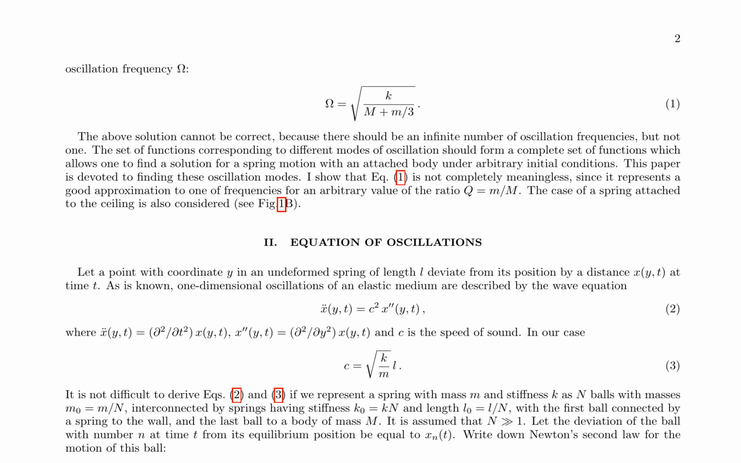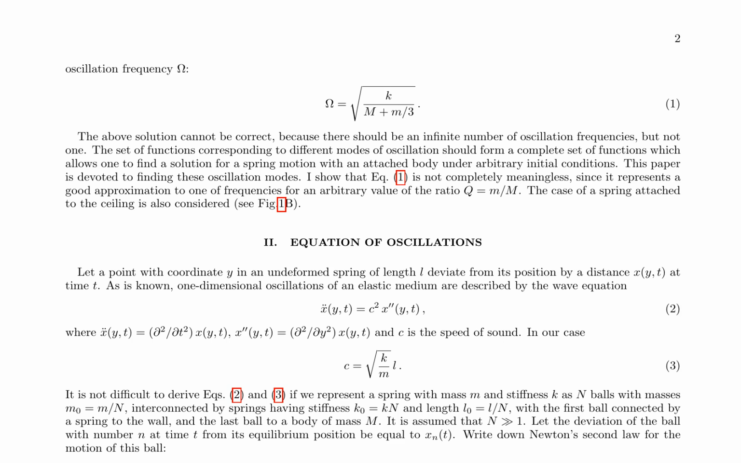To address this limitation, the paper formulates the wave equation for unidimensional oscillations of an elastic medium, represented by equation 2. This equation describes the deviation of a point in the spring from its equilibrium position at time t, denoted as x, y, t. The speed of sound within the spring, c, is determined by the spring's mass m and stiffness k, as shown in equation 3.